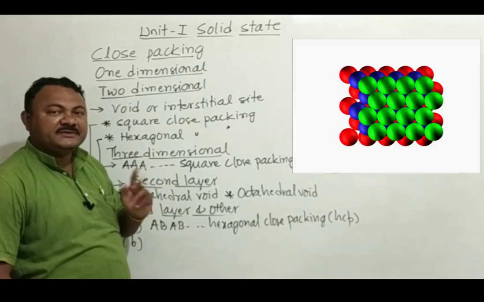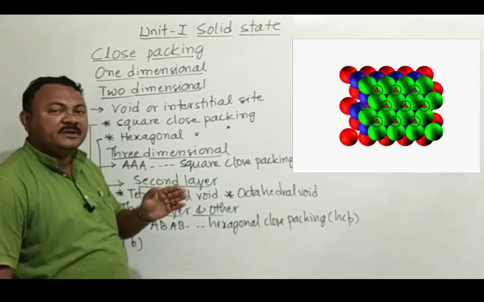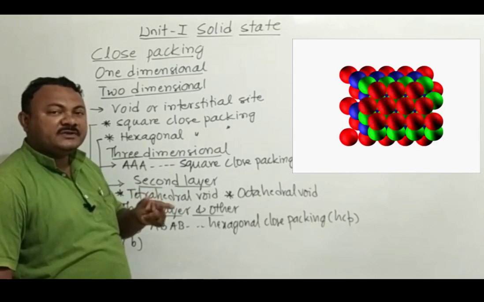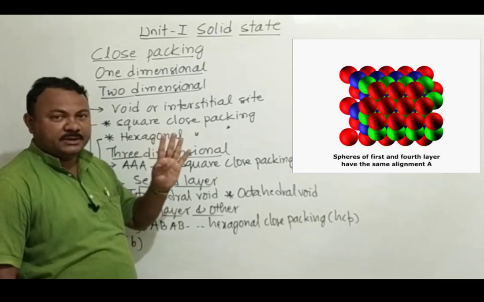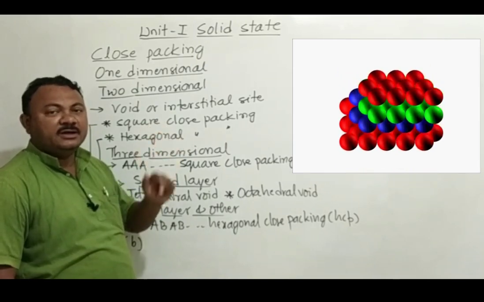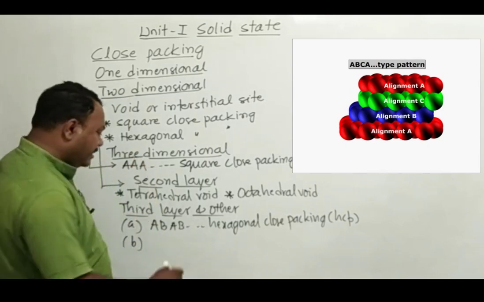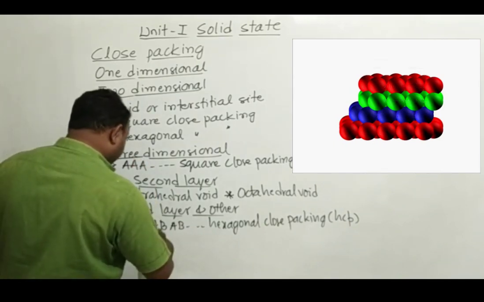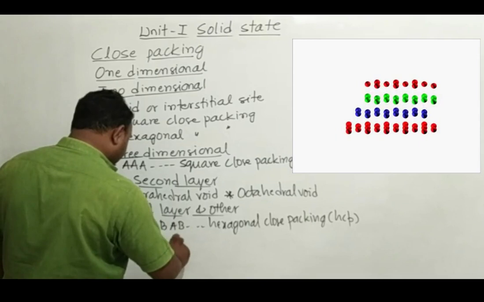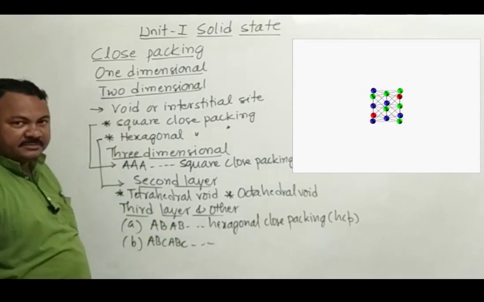It means 3 layers are repeating. When you see the 4th, 5th, 6th and other layers, first layer alignment matches with the 4th. Second layer alignment matches with the 5th. And third layer alignment matches with the 6th. It means 3 layers are repeating. Let us take the repetition as ABC, ABC. So 3 layers are repeating.